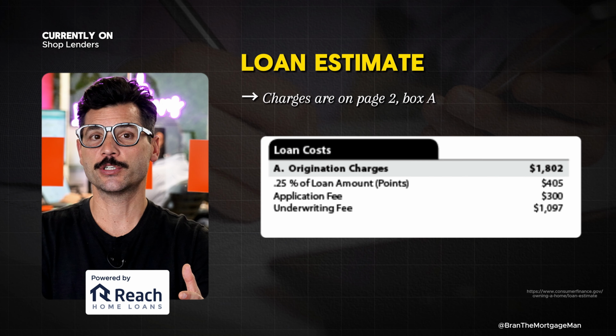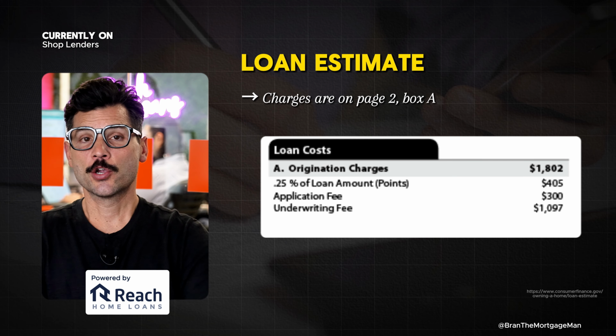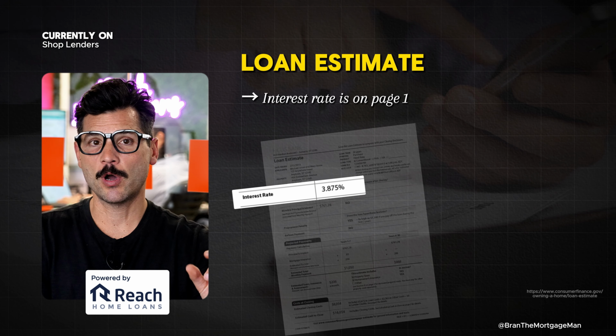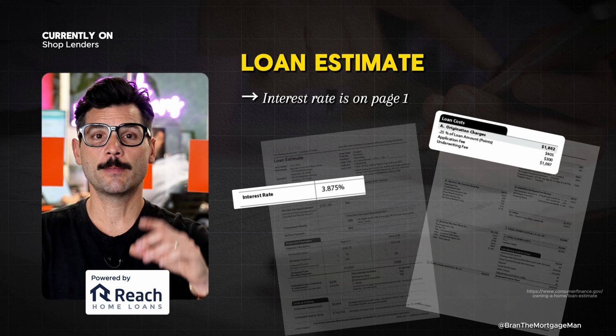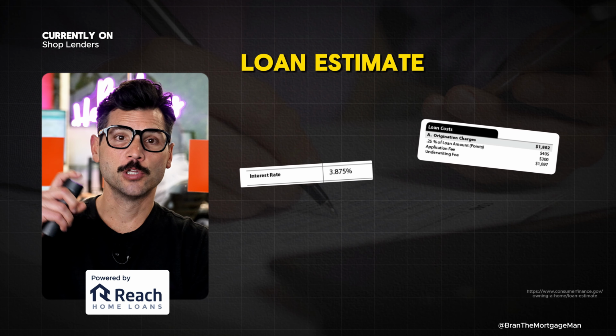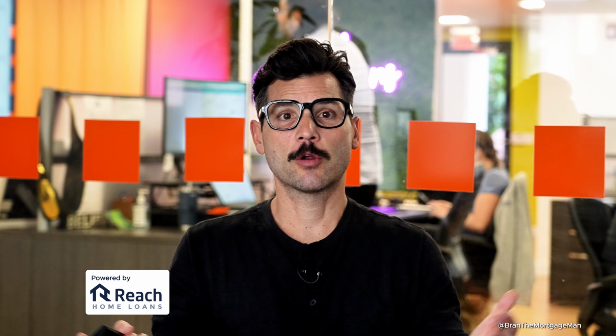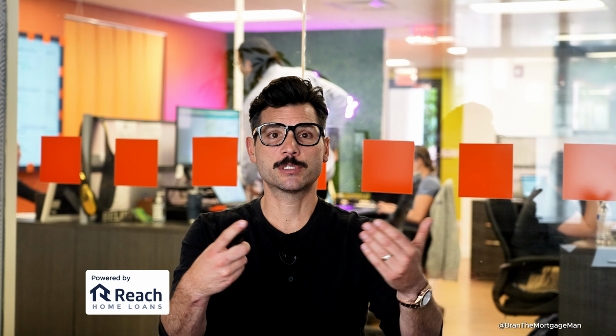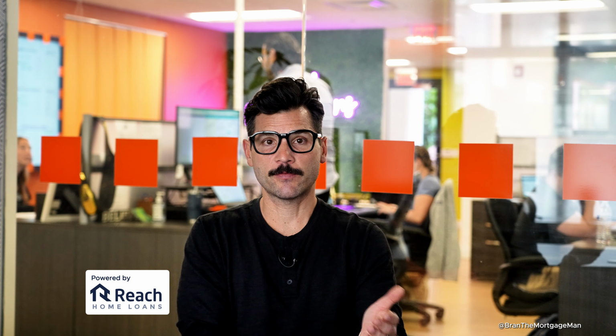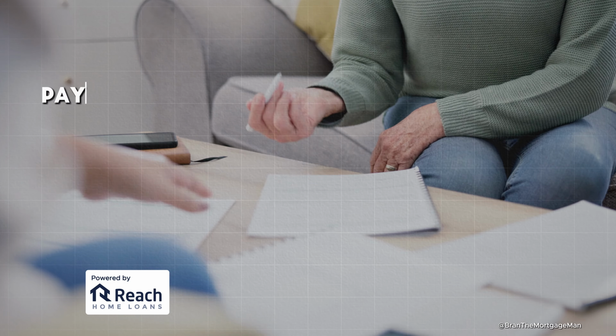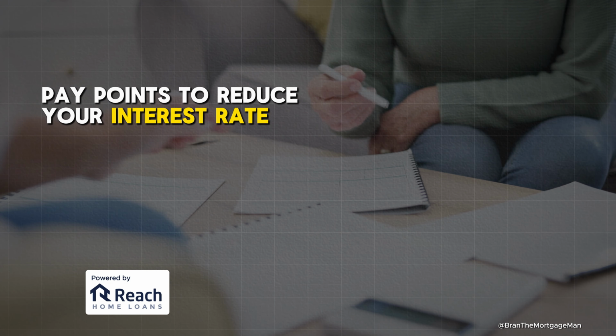That's your lender charges. So when comparing lenders, you're going to look at the interest rate that's on page 1, and then you're going to look at the figures that are in box A on page 2. The lowest cost with the lowest rate is going to be your best option. That's how you determine who the better option is when it comes to the lowest interest rate from lender to lender.